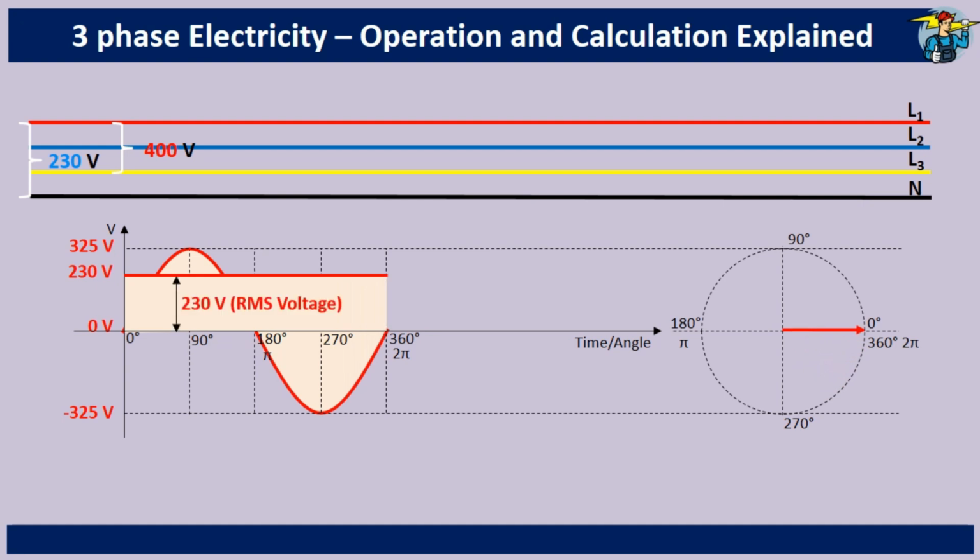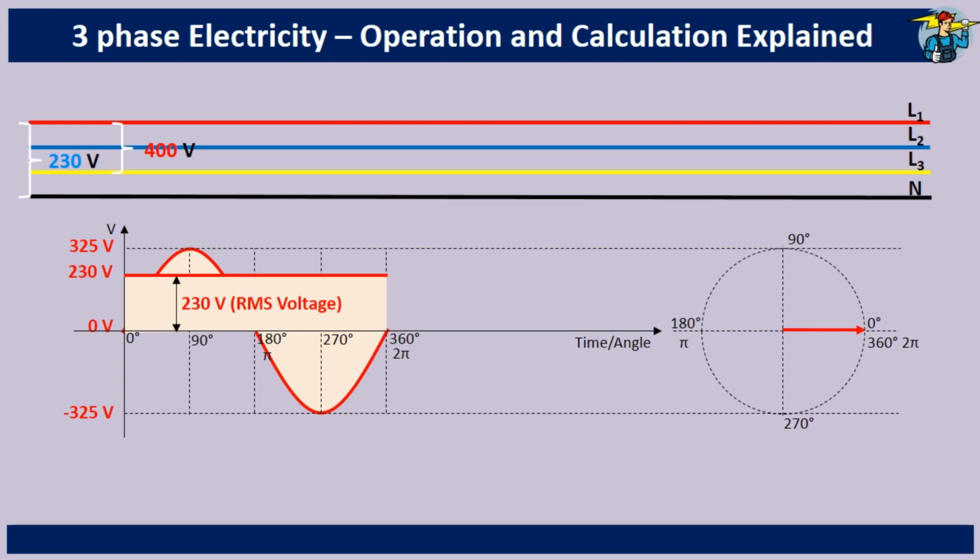Although single-phase voltage fluctuates rapidly between plus 325 volts and minus 325 volts, we use 230 volts as the constant RMS voltage for single-phase power calculations. This is because the RMS value represents the effective voltage of all the fluctuating values.